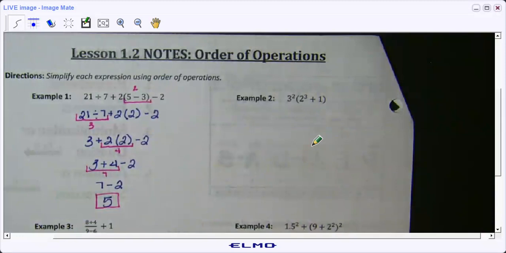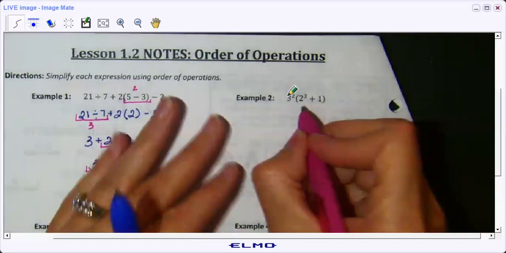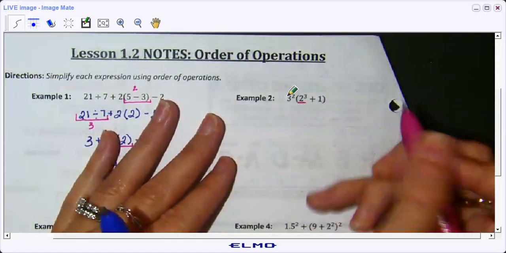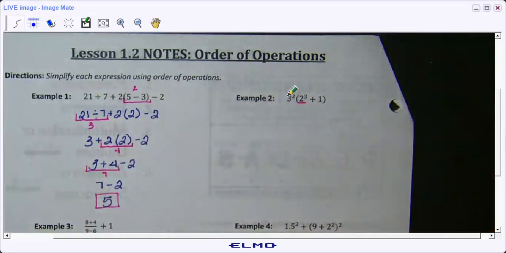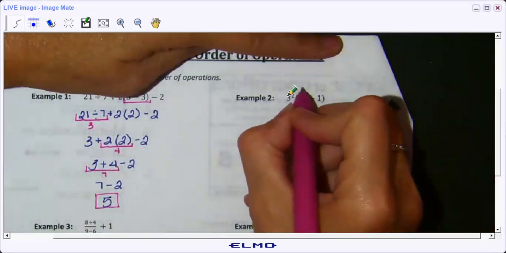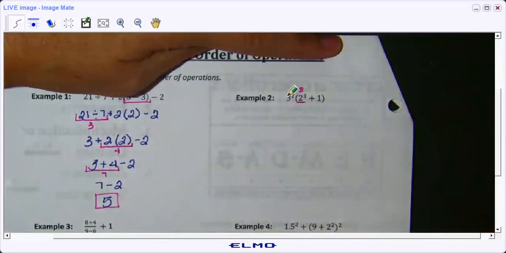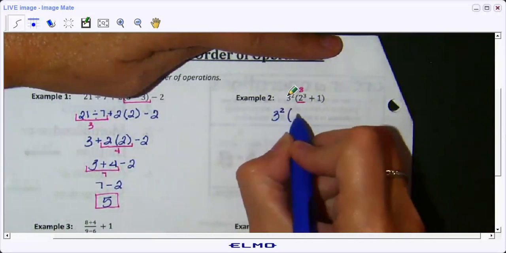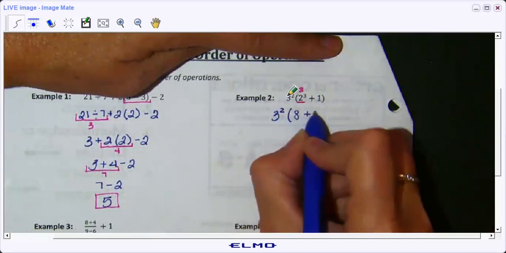So then, still looking within that one, I go to exponent, and I see that I have an exponent. I have 2 cubed. So I'm going to solve that one. What is 2 cubed? 8. All right, so I'm going to rewrite everything: 3 squared times 8 plus 1.